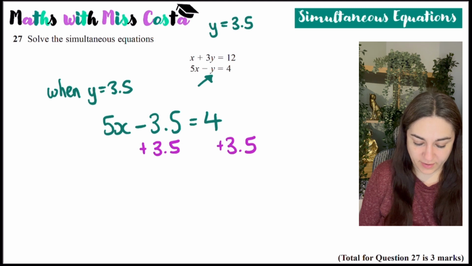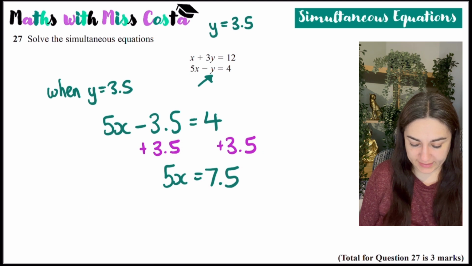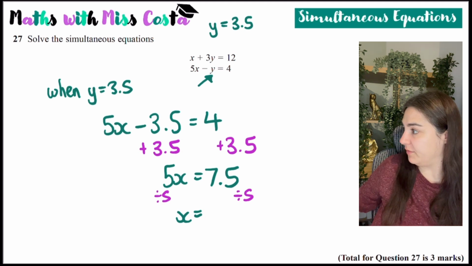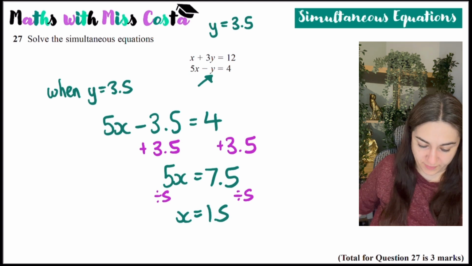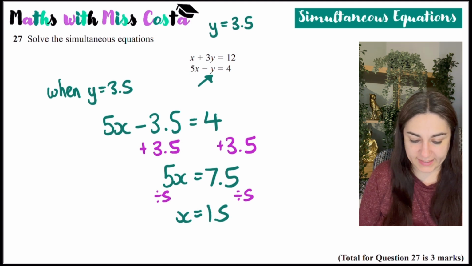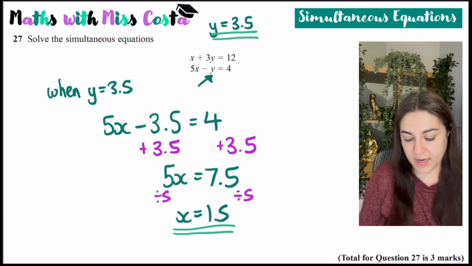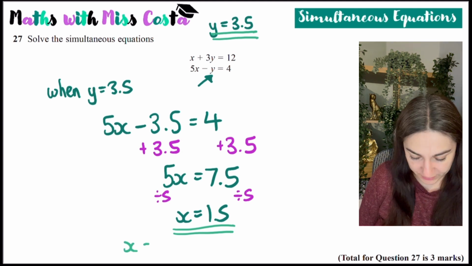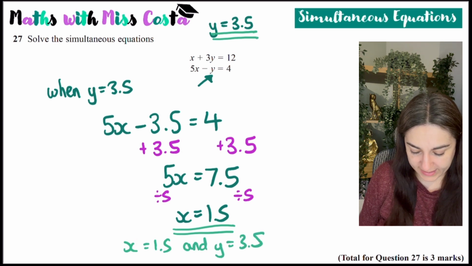So I add 3.5 to both sides of the equation, and I'm left with 5x equals 7.5. I then have to solve it, so I'm going to divide by 5, and then x is going to be 7.5 divided by 5, which gives me 1.5. So to solve the simultaneous equations, you need two things. You need to have told what the x value is and what the y value is. So you just say x is 1.5 and y is 3.5.